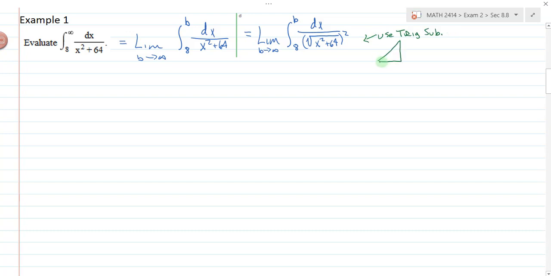And when we use trig substitution, what do we do first? The first thing we do is draw a triangle. So there's going to be my angle theta, there's my 90-degree angle. What is the hypotenuse going to be? The square root of x squared plus 64. What is the opposite side going to be? X, and the adjacent side, 8.